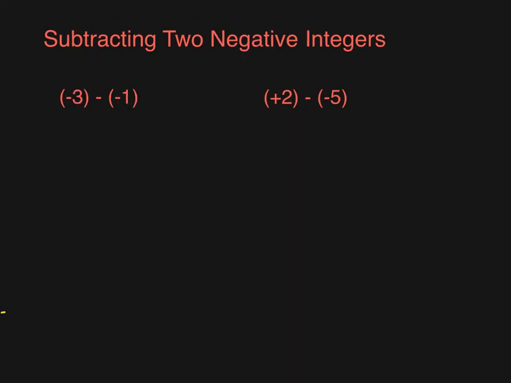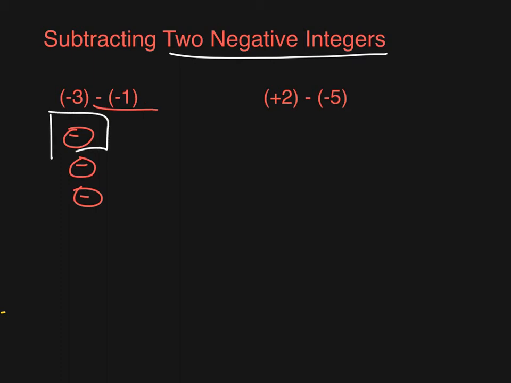So moving right along, we now are going to subtract 2 negative integers. So I know I've got 3 negative chips that I'm starting with. 1, 2, 3. This tells me I need to take away 1 negative chip. So here it is. I'm taking it away. I'm left with negative 2.